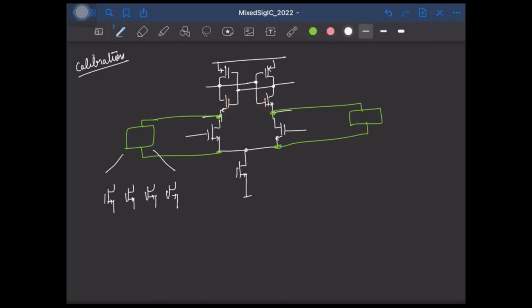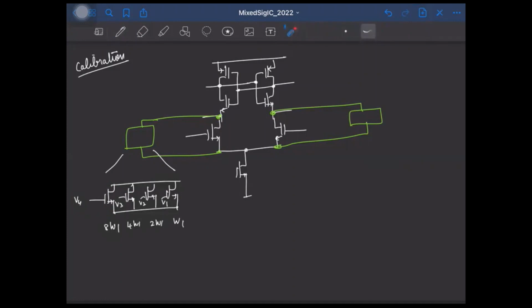The usual way is to have them sized in a binary weighted fashion. So let's say this transistor has a width W1, this will have 2W1, this is 4W1, this is 8W1. I'm just showing 4 transistors. All of them are connected like this, and their gates will be connected to different voltages, say V4, V3, V2, and V1. If the gate voltages are high, the transistor will be on, and it will start to draw current. If it's 0, the transistor will be off and it will not be in the picture.